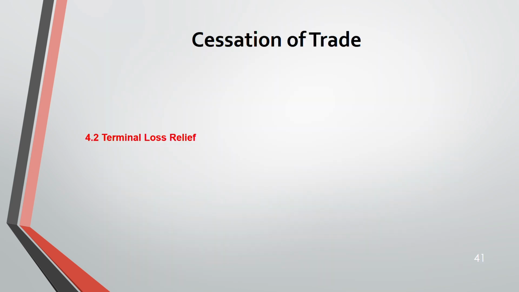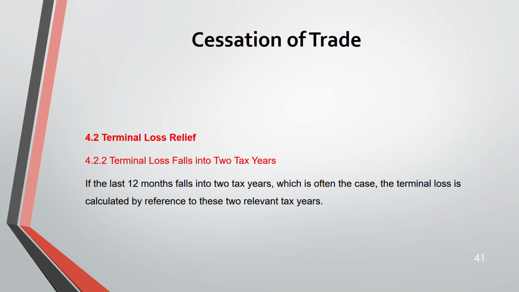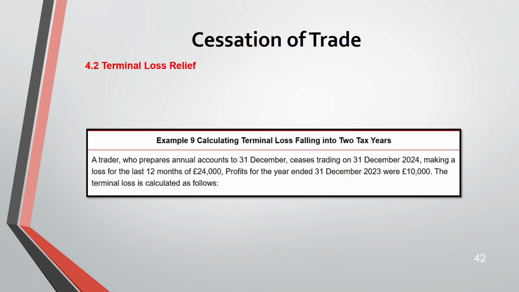Now, terminal loss that falls into 2 tax years. So the last 12 months might sometimes fall into 2 tax years. In this case, you have to calculate the terminal loss relief with reference to 2 tax years. Example 9 will help you to understand this better.